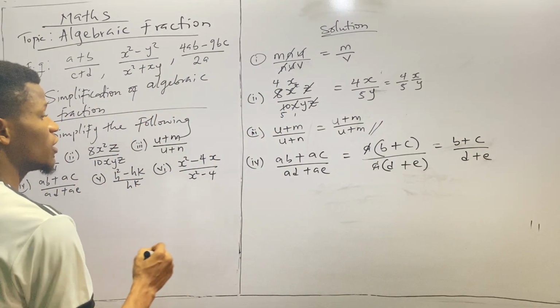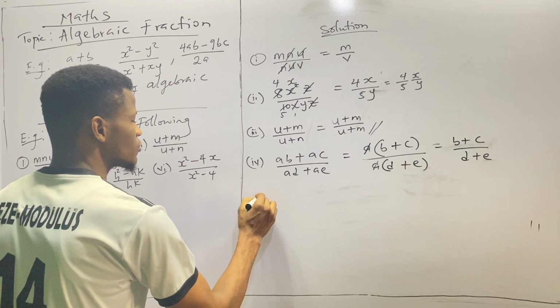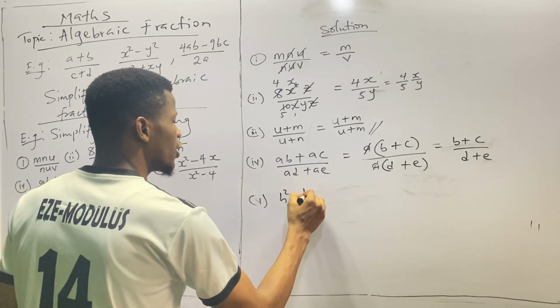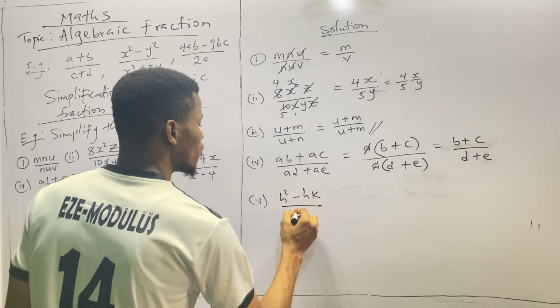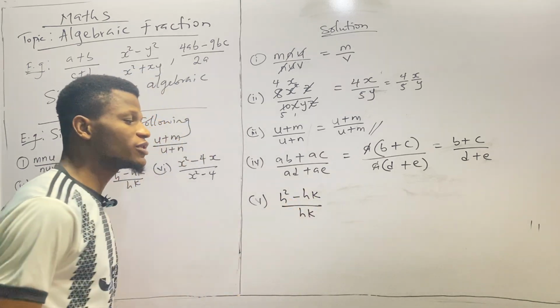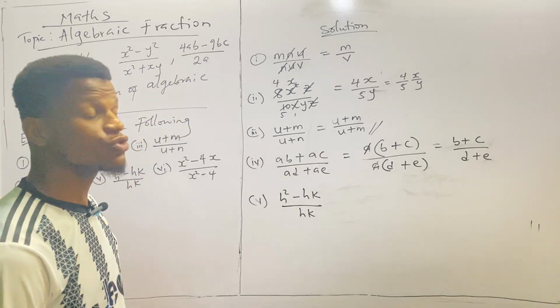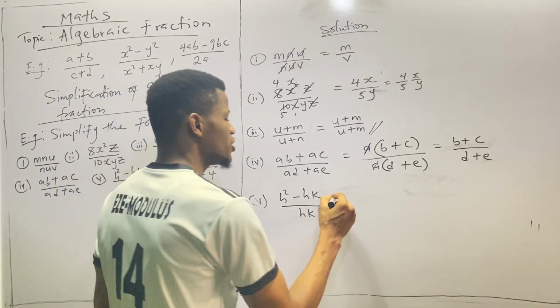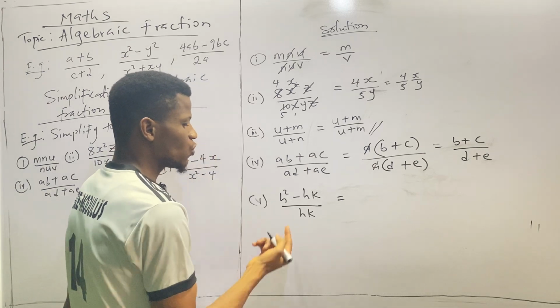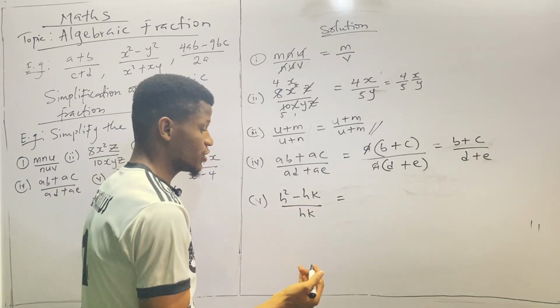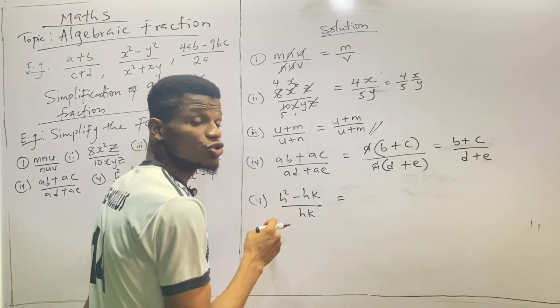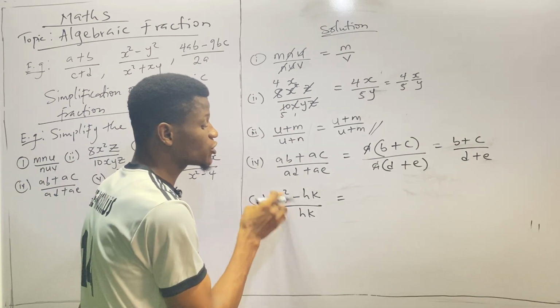So we go back to the next one, which is the fifth one. We have (h squared minus hk) all over hk. At this point, I hope you can do something, so feel free to do it. You have a few minutes for that. Okay, so let's do it. Here, we cannot cancel directly because there is a negative sign between the terms in the numerator. So we need to factorize what we want to cancel out.